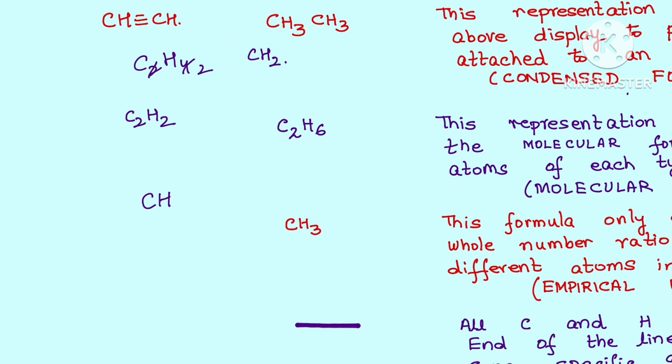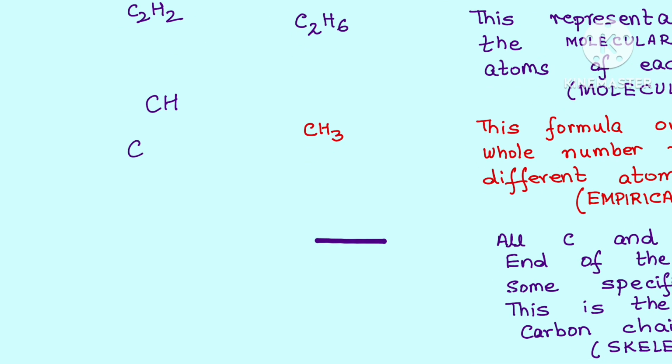Now, what about the empirical formula of a compound like CH3Cl? Think about it. What will be the ratio? So, presently you have 1 carbon to 3 hydrogen and 1 chlorine. Can we make it simpler?